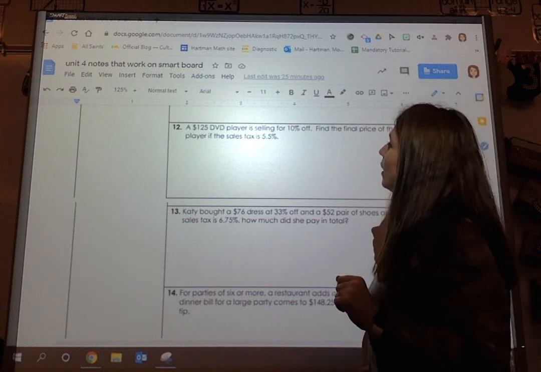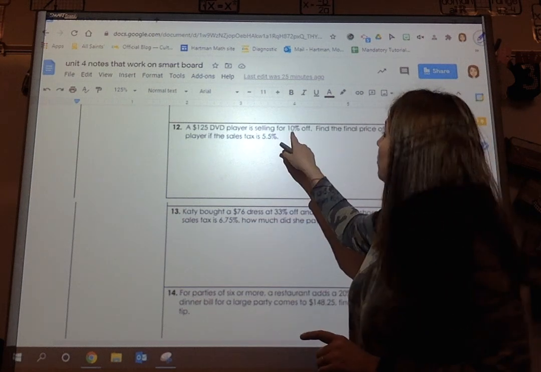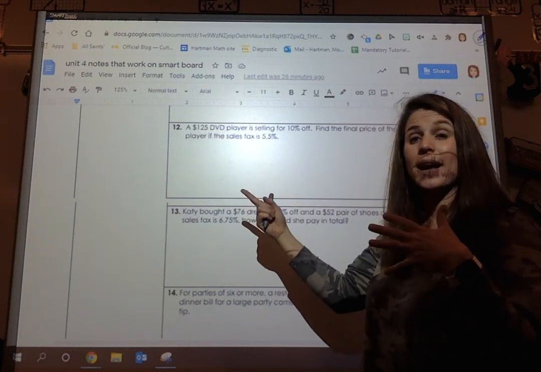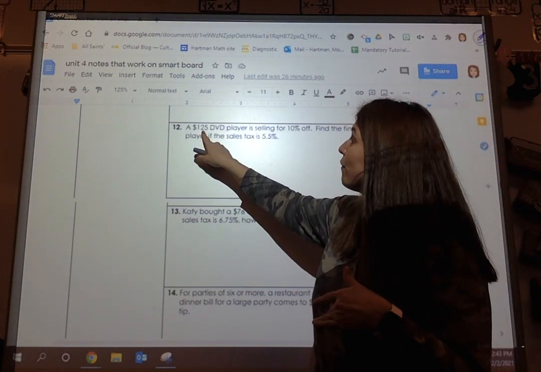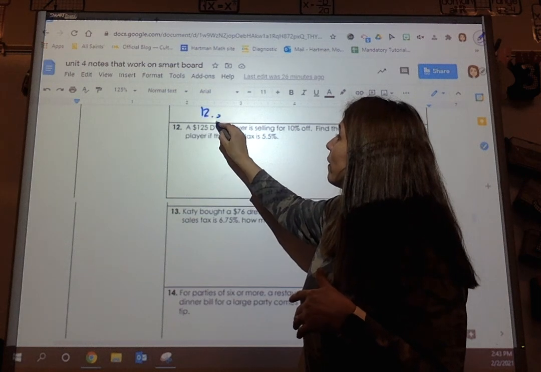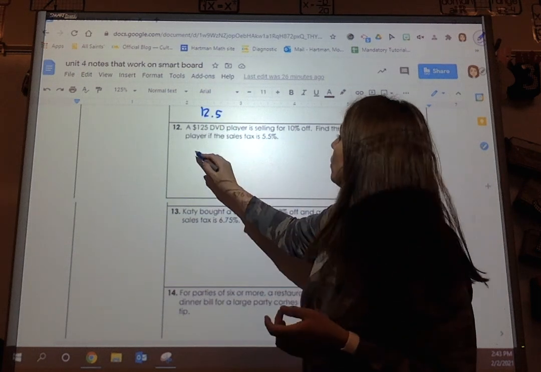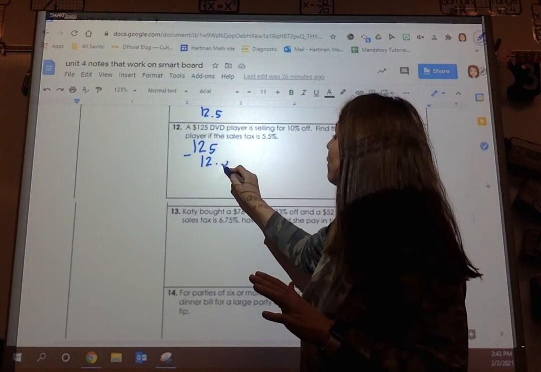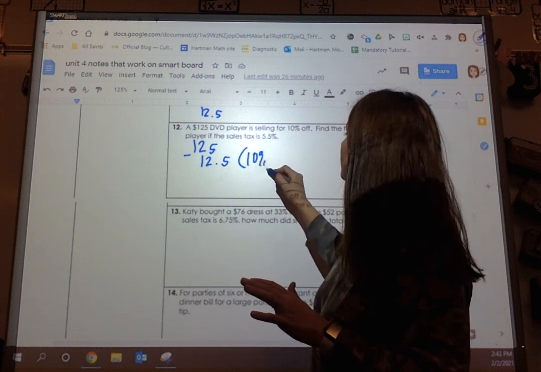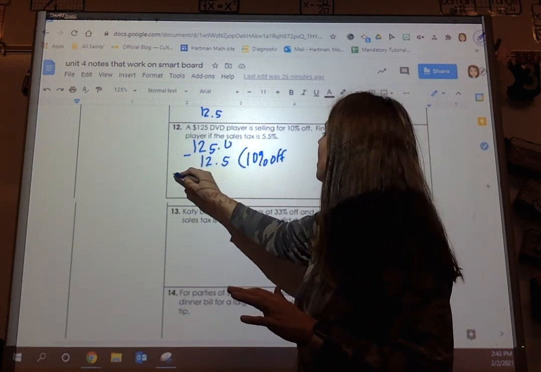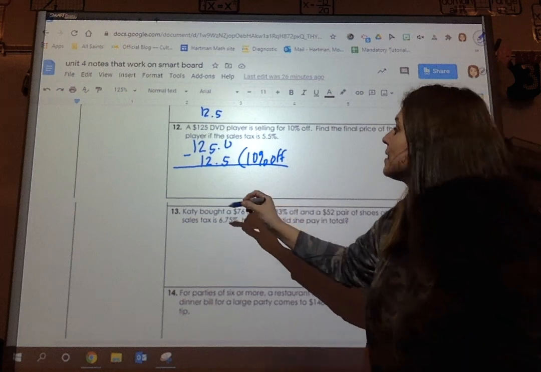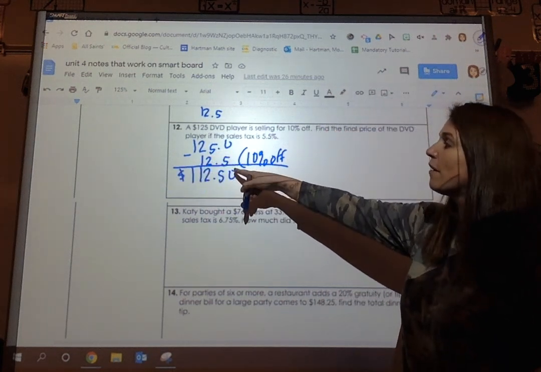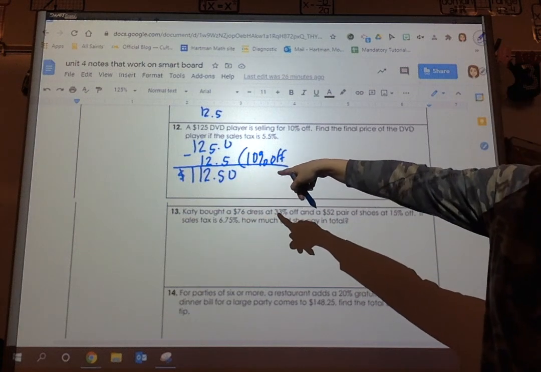Okay. A quick way to find 10% of 125 is just move your decimal one time. So 10% of 125 is 12.5. Okay? So it's subtracted from 12.5 because that's 10% off. So now, when I subtract this, I'm going to pay $112.50. After 10% off, my DVD player is now $112.50.